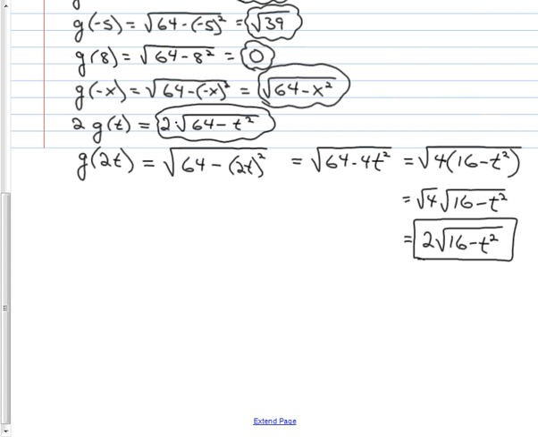26. Determine the domain of the function represented by the given equation. F of x equals the square root of 6 minus x.